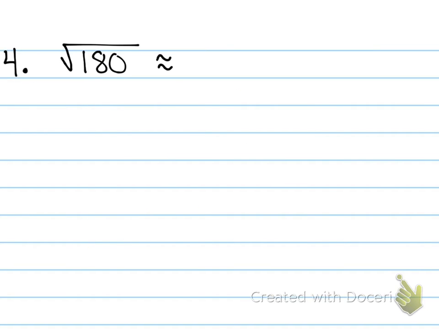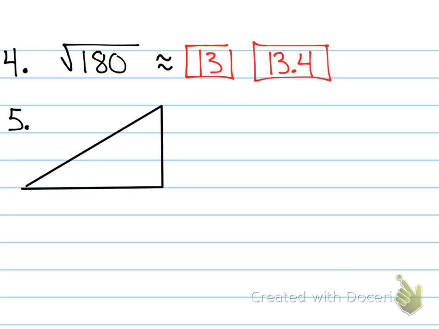I want you to approximate the square root of 180 to the nearest whole number and to the nearest tenth. So when I round to the nearest whole number, what do I get? 13. And to the nearest tenth? 13.4.